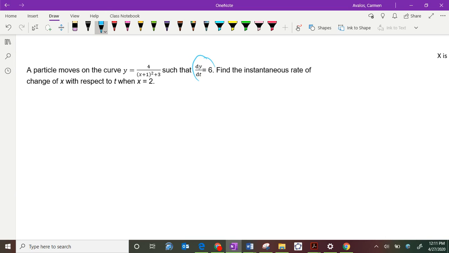We'll just write down units on there, 6 units. Find the instantaneous rate of change of x with respect to t. So what we're really finding here is dx/dt when x is equal to 2. And we're given the information dy/dt is equal to 6. So we're given the rate of y, and we want to find out what rate x is moving when x is equal to 2.